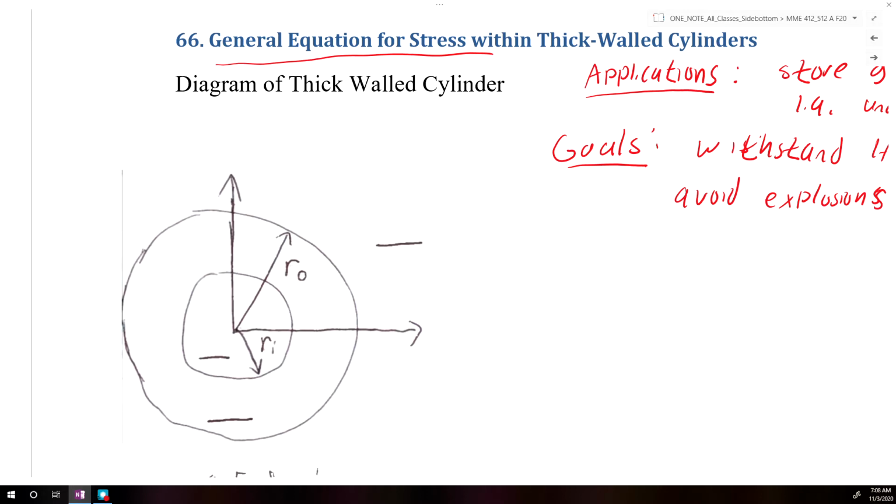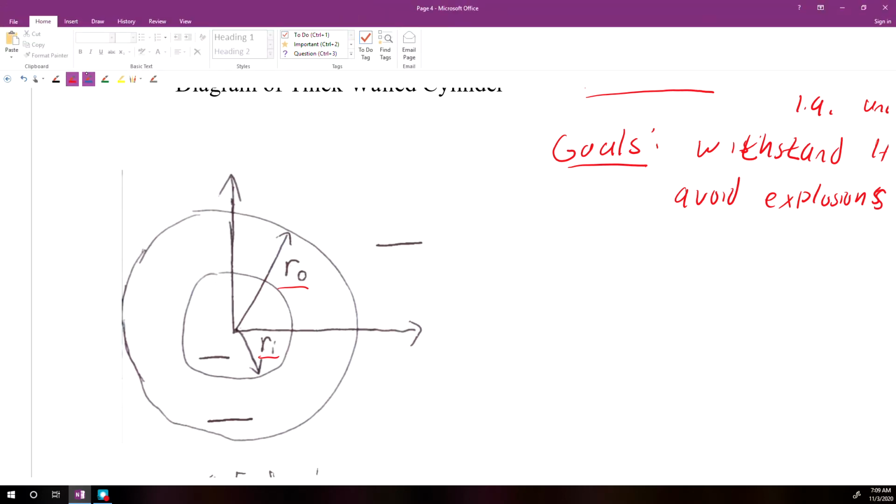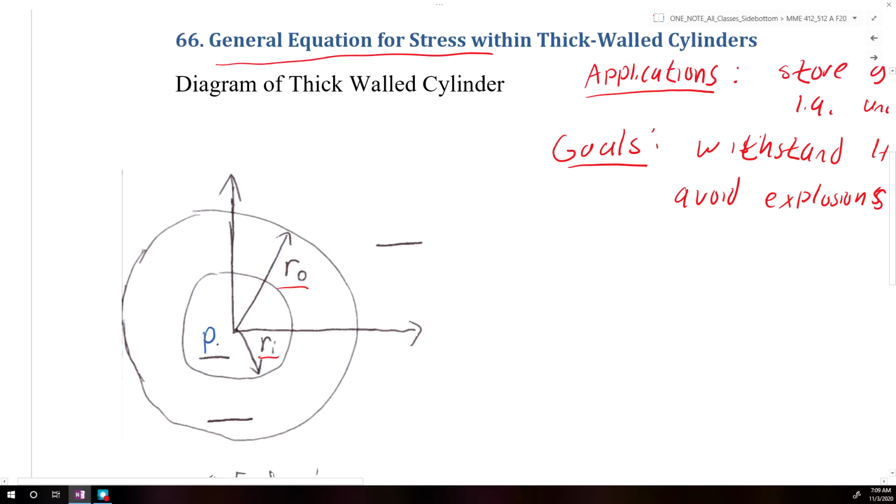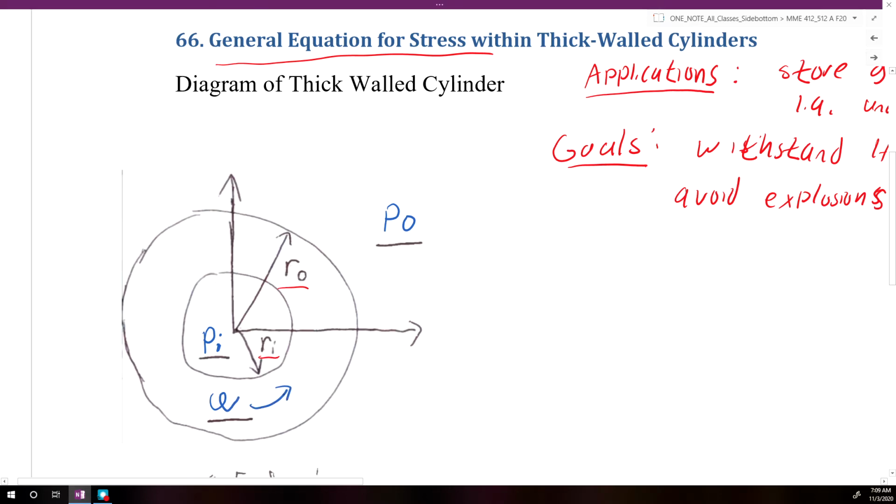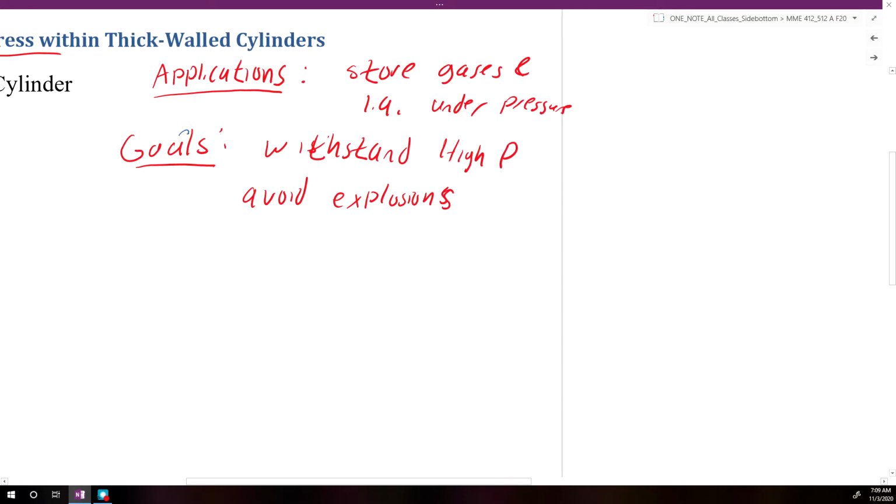For a typical thick-walled cylinder, I've drawn a diagram on the left-hand side here. We have an internal radius and an external radius, or inner and outer radius. Within the cylinder there can be a few different types of loads. We can have an internal pressure, which we'll denote with a lowercase p_i. We can have an external pressure, p_o, and we can have a rotational motion, which we denote with the letter omega. Those are the three types of loads on our system.